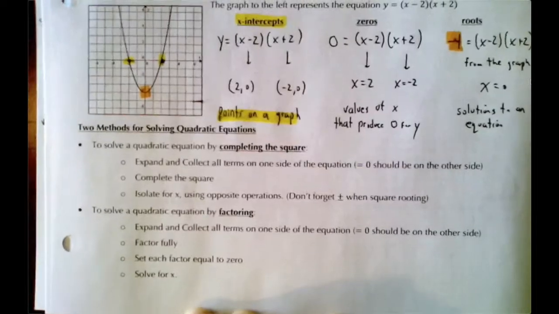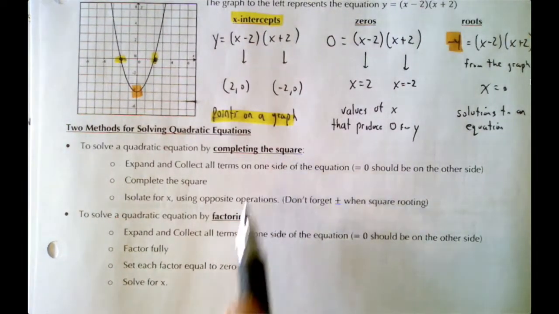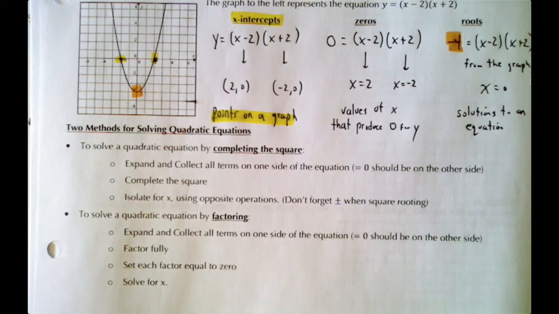Back to solving. So, two methods for solving. We can solve by completing the square, or we can solve by factoring, and I'm going to show you both strategies. I'm going to do that on the other side. What I've done here is I've written a couple steps on how to do both these methods, but I'm just going to show you using example 3. So let's flip it over.